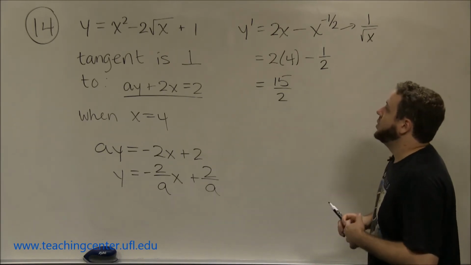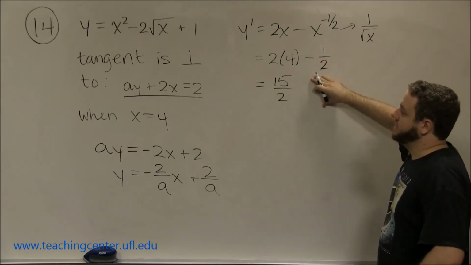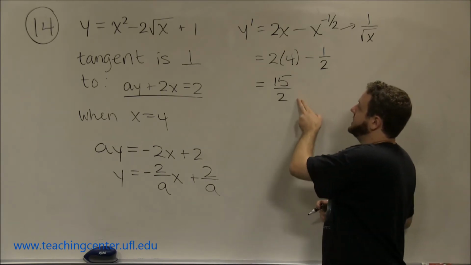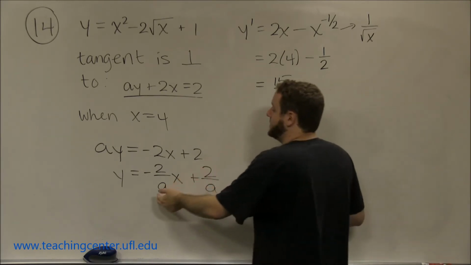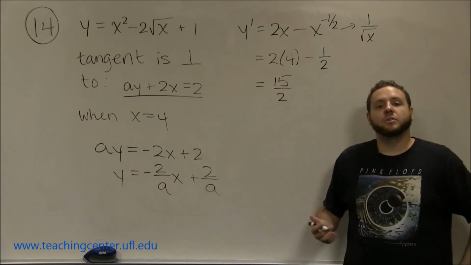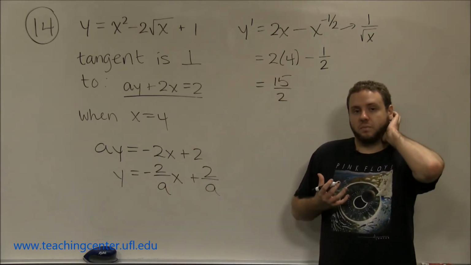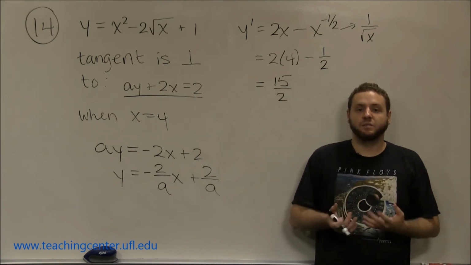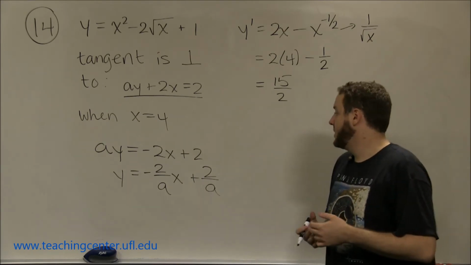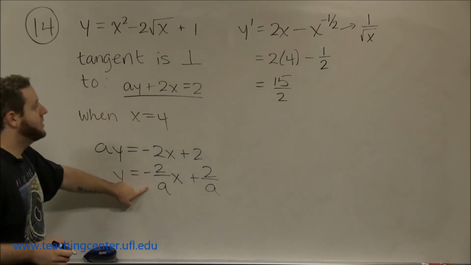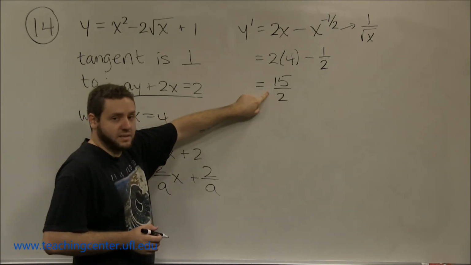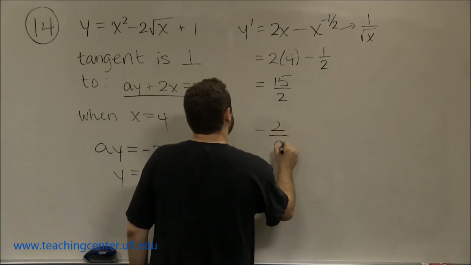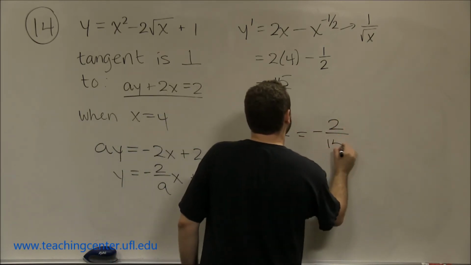So finally, we wanted the slope of the tangent line here to be perpendicular to this line. Our slope of the tangent line was 15 over 2. If we want it to be perpendicular to another line, that other line's slope has to be the negative reciprocal. Remember that for two lines to be perpendicular, their slopes need to be the opposite, negative, positive, as well as the reciprocal. So the slope here has to be the opposite reciprocal of this, which is negative 2/15. So we get that negative 2 over a has to equal negative 2 over 15.